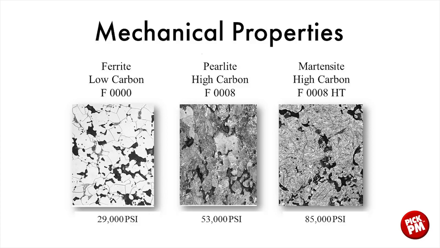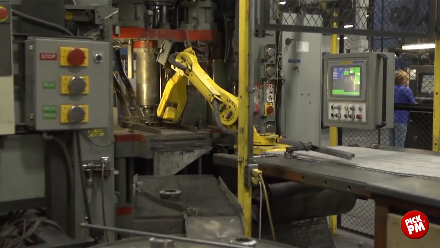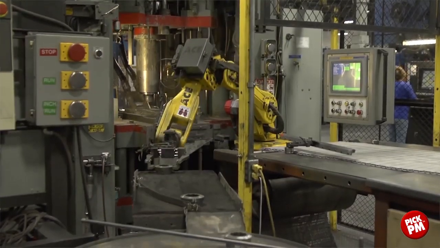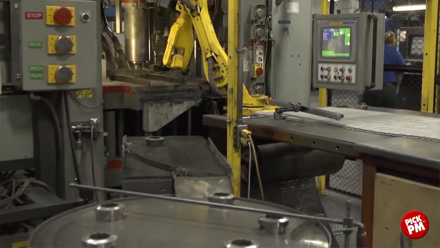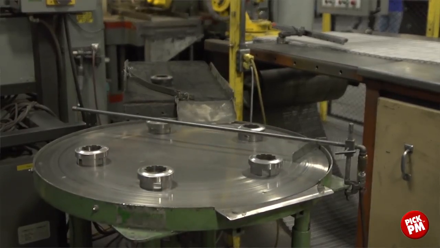The pearlite produces approximately 53,000 psi yield strength, and the martensitic microstructure produces 85,000 psi yield strength. These materials are all processed at the same density, but just produce different microstructures. And you can see how the properties improve. Compaction develops the area of the particle-to-particle bond. Sintering welds the powder particles together, and the alloy composition and heat treatment determine the strength of the particles.